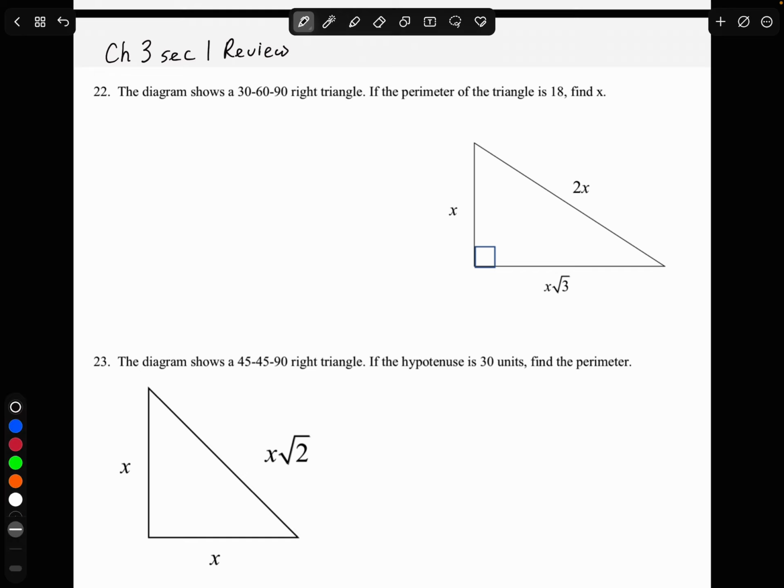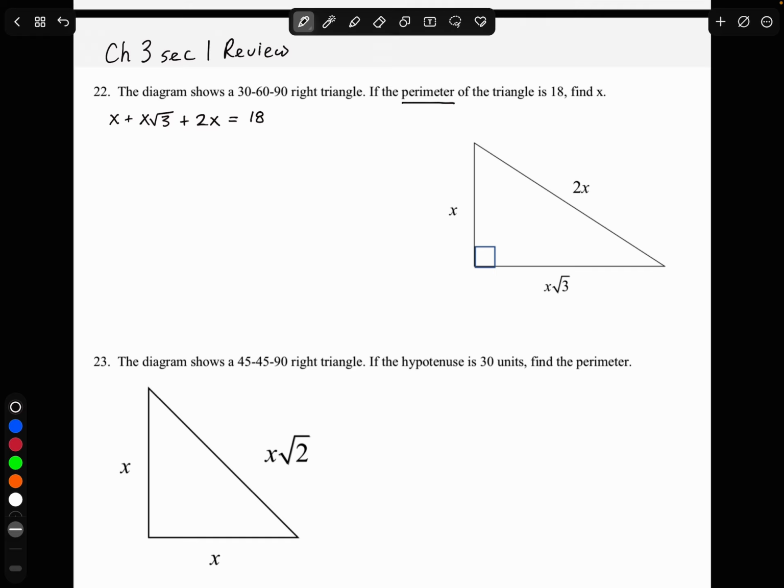So we're talking about perimeter, and we know perimeter is the sum of all the sides. So if the perimeter is 18, then if I add all three sides, x plus x radical 3 plus 2x, it should equal 18. Okay, so how do we do this?